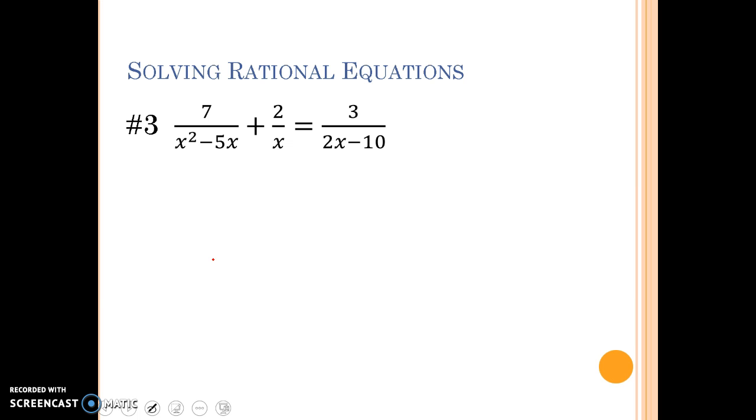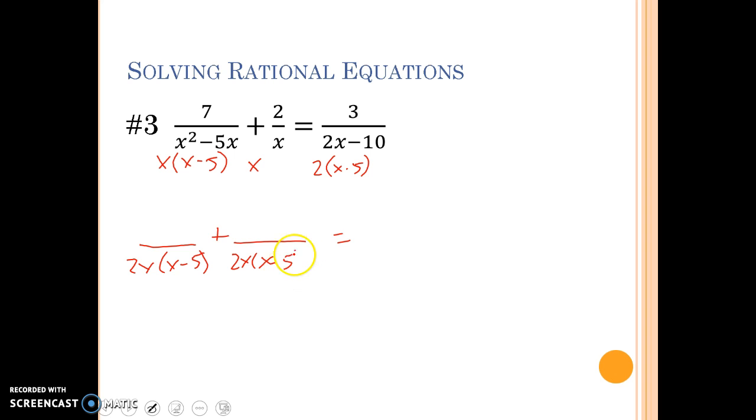And again, what I would want to do is get the denominators to be the same. So this denominator, if I factor an x out, is just going to be x times x minus 5. Here I have an x, and here I have a 2 times x minus 5. So if I put all those together, my common denominator is going to be 2x times x minus 5. And so I want every denominator here to be 2x times x minus 5.